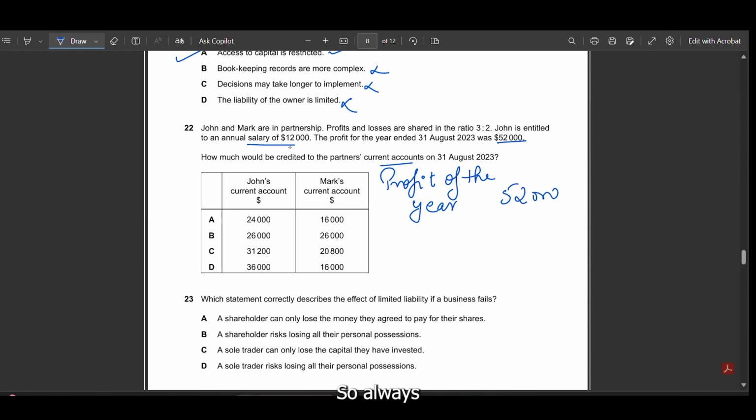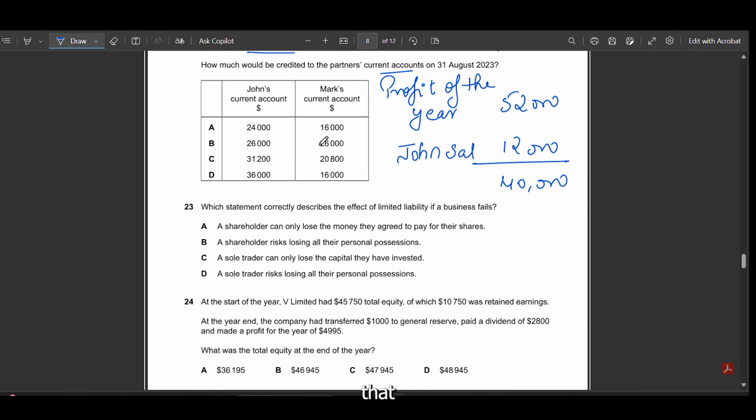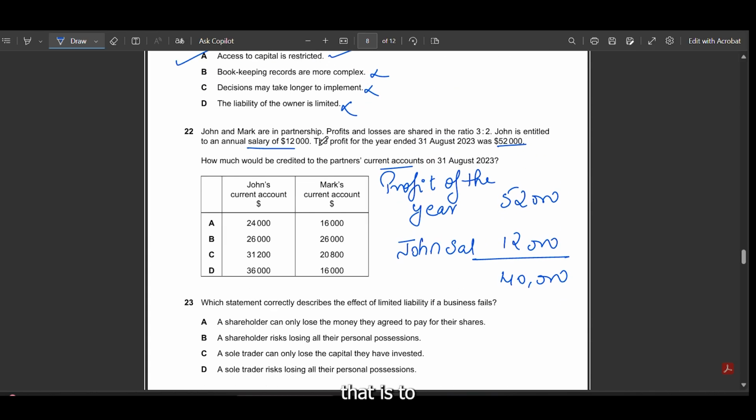Always remember we have to remove whatever the interest on drawings, interest on capital as well as salary. But here they have only given John's salary. So we will have to deduct John's salary, that is 12,000. If we minus this it will come to 40,000. So 40,000 would be divided amongst John and Mark in the ratio of 3:2.